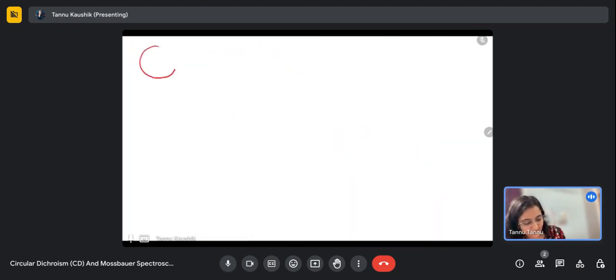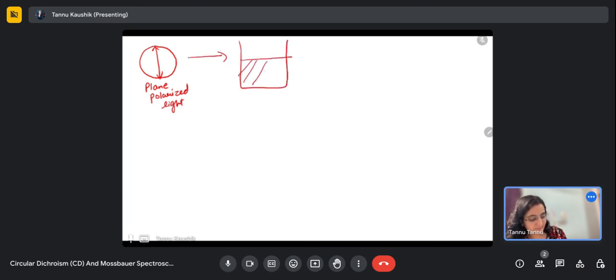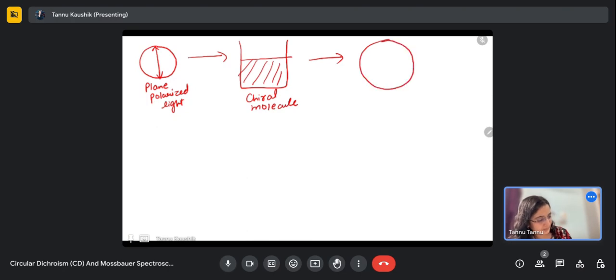Now this plane polarized light, when passed through a chiral molecule, can be rotated by a certain angle with respect to its initial position, and the angle at which it is rotated is called the optical rotation angle.